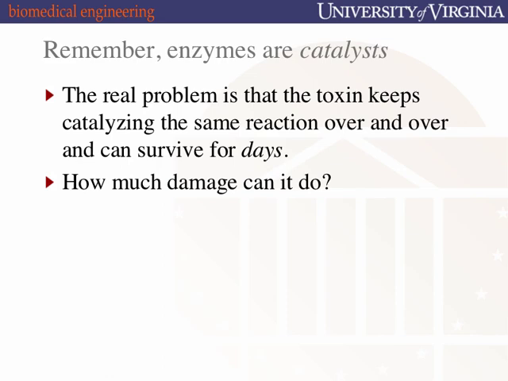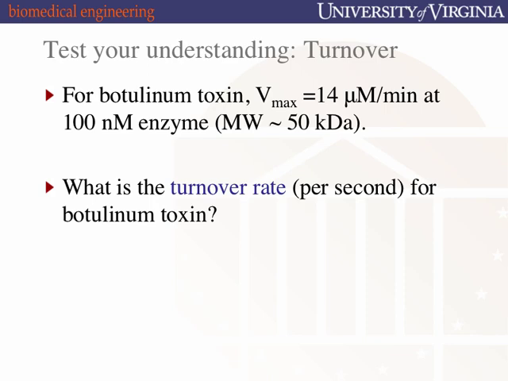All right, so last problem. Let's test our understanding now of the concept of turnover. I'm going to give you a couple facts. For botulinum toxin, the Vmax is 14 micromolar per minute at an enzyme concentration of 100 nanomolar, molecular weight of 50 kilodaltons. What is the turnover rate for botulinum toxin? Can anyone remind us from the pre-lecture what turnover rate is? Yes, the number of reactions per second per catalytic domain, okay? I'll give you a minute or two to work through this problem, and then we'll see what our guesses are.